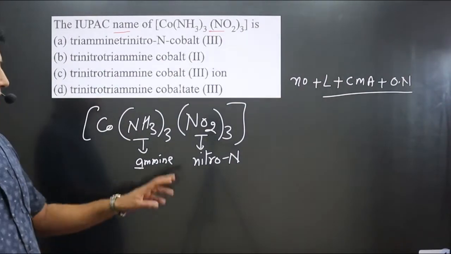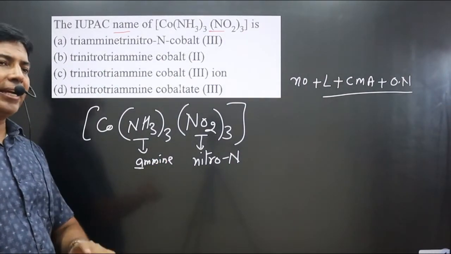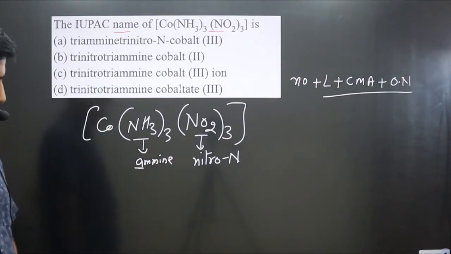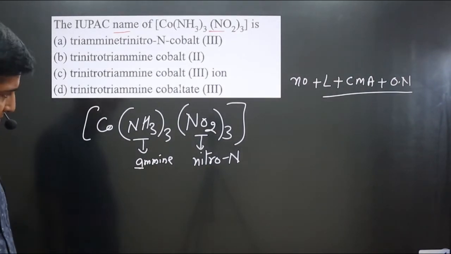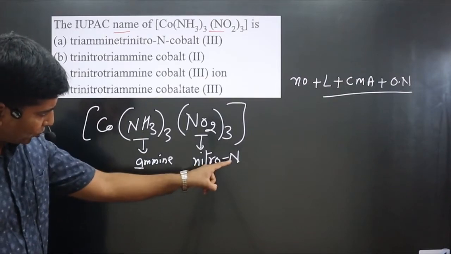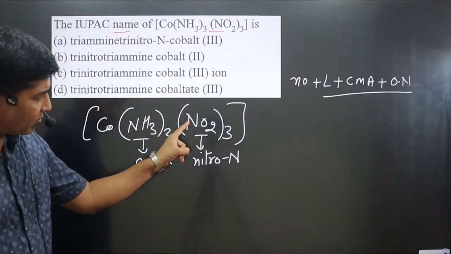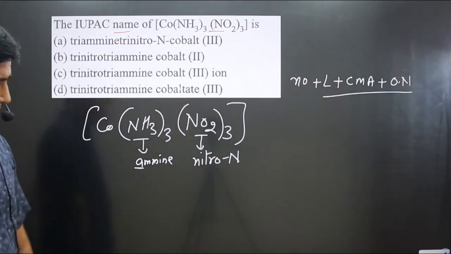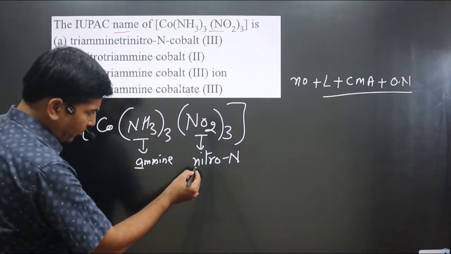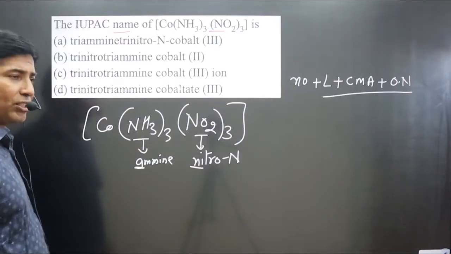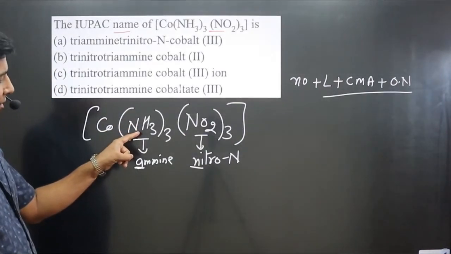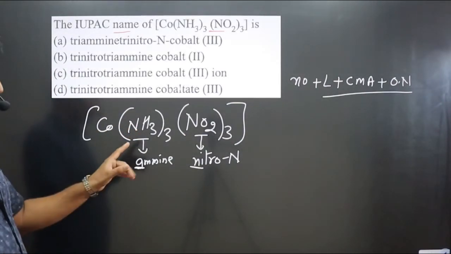It means they have more than one donor site, but at a time they donate electron density from only one particular atom. So nitro-N is there. It means nitrogen is forming a bond with the central metal atom. Interesting part: if you compare, first we have A and then later we get N. So first of all, I will be naming this ammine as a neutral ligand.